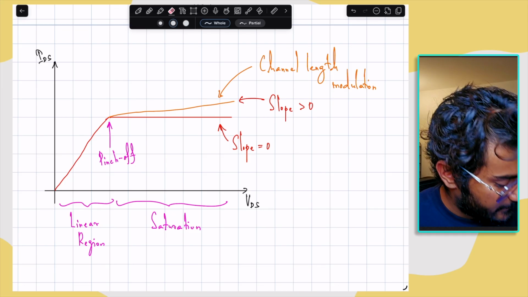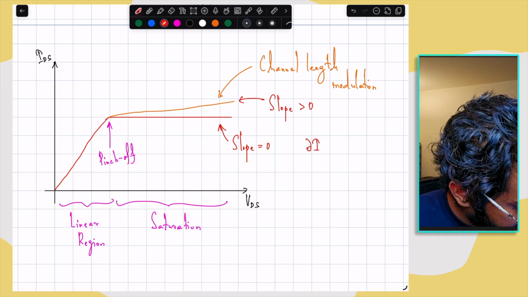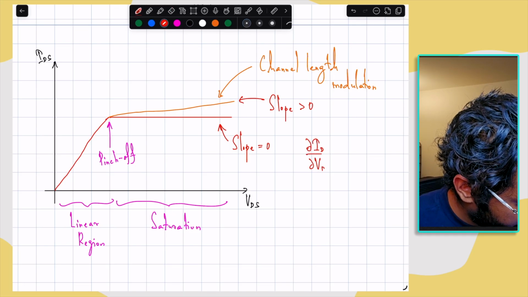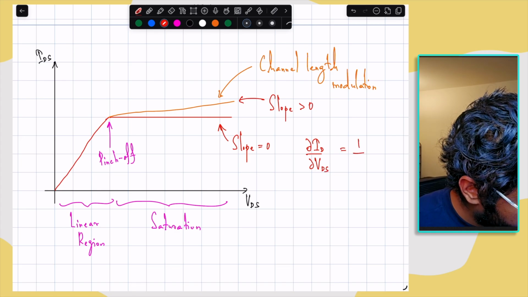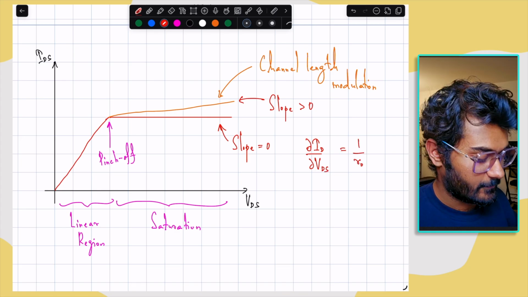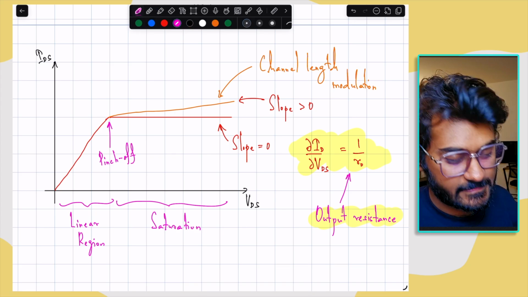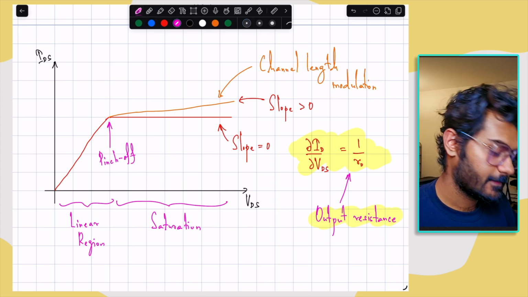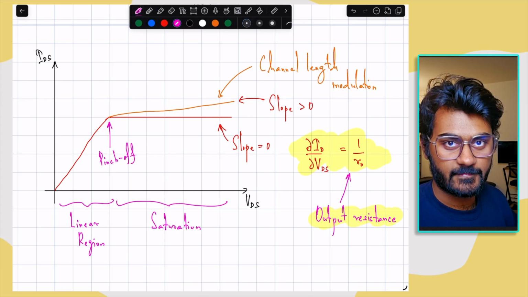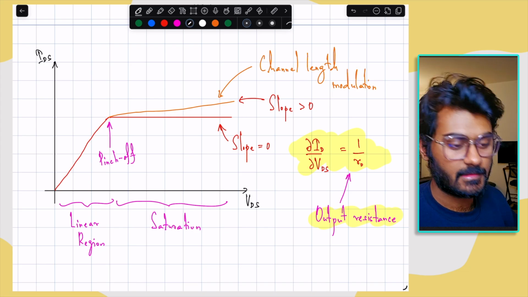And the slope is nothing but ∂ID/∂VDS, which is equal to the inverse of the output resistance of the MOS transistor. So now the question is, what is the impact of this output resistance on the overall performance of the MOS transistor? To understand this, let's look at an ideal current source.